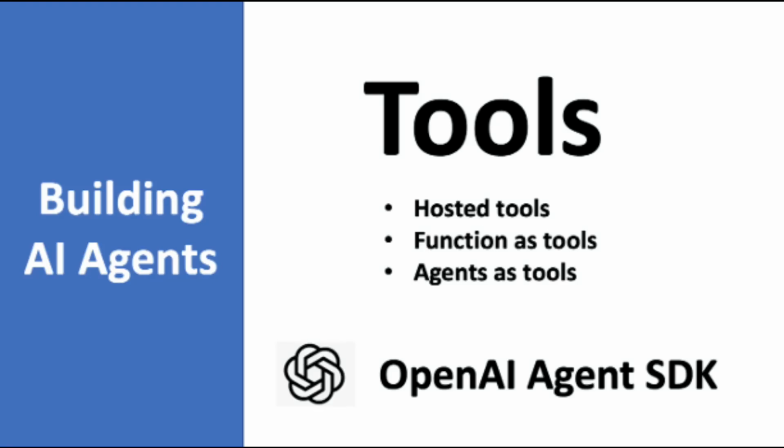Tools are where the real work happens. Tools let agents take actions like fetching data, running code, calling external APIs, and even using a computer. Now, because we are using the OpenAI Agent SDK, there are three classes of tools in it. The first one is hosted tools, another one is function tools, and the third one is agents as tools. So let us see each one of them.